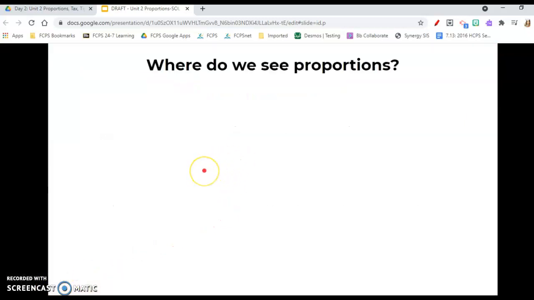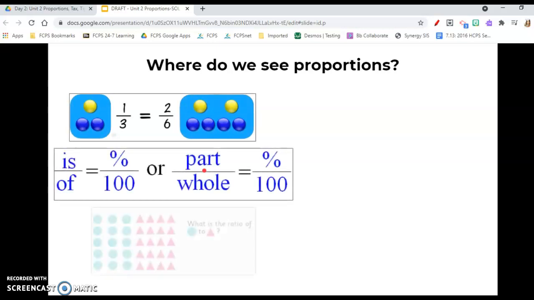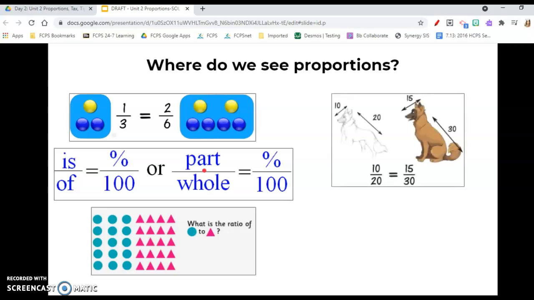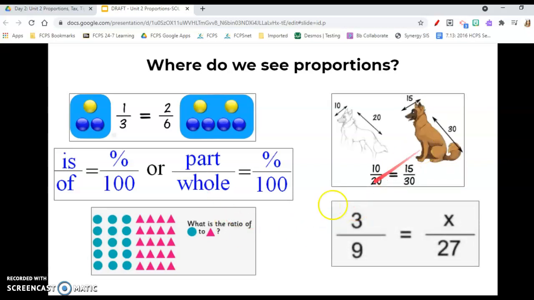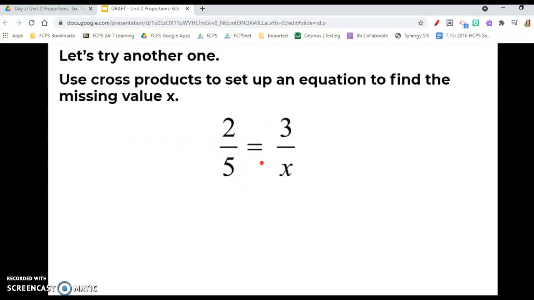Where do we see proportions? If you take a look at these images, there should be some that look very familiar from what we did over this school year. And we're going to review some of them today. First, you see 2 over 5 equals 3 over x. Let's try another one. We use cross products to set up an equation to find the missing value x.